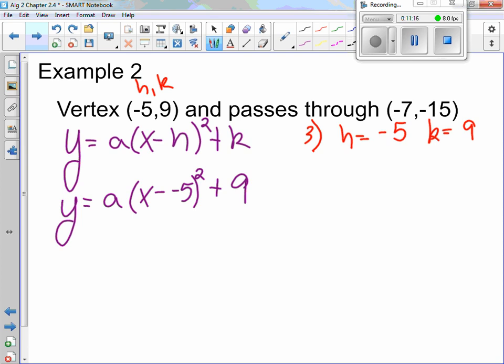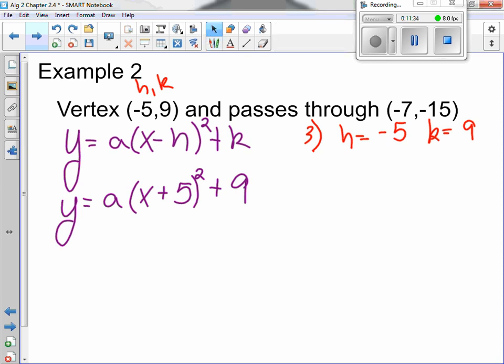Any questions on any of this so far? Any questions on anything we've done so far? Now, really, we can rewrite this minus a negative as what? As plus 5.